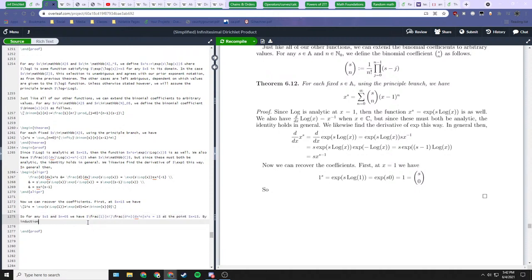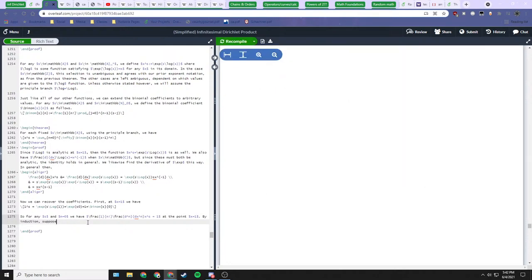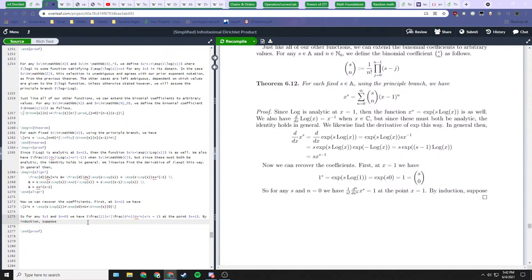Then we can say by induction. Well, I'll tell you what, it's not nix, because division by zero is invalid. Okay, so for any s and n equals zero, this derivative is 1 at the point x equals 1. By induction through n, suppose the above identity holds for all s and some n.